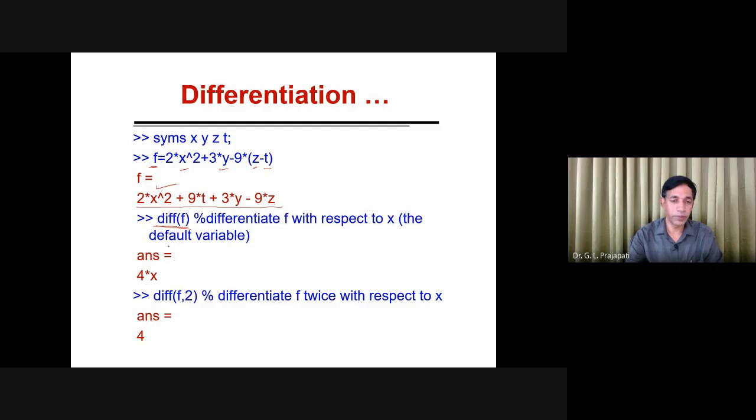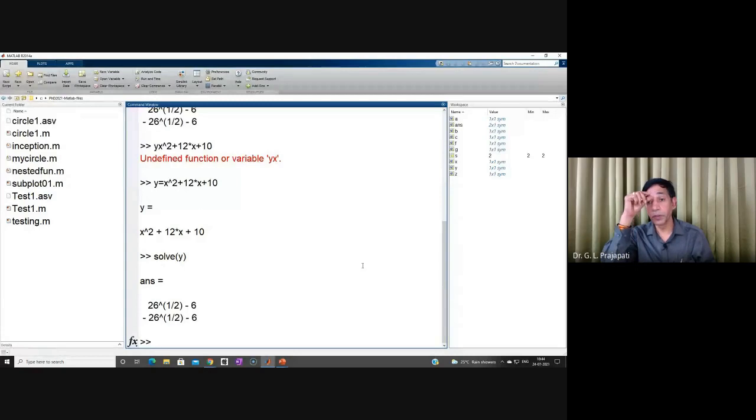So what is the answer? It is going to do partial derivative. It is going to compute the derivative with respect to x. If you know how to compute the derivative, then you may get the answer. And now if you say diff f, 2, what is this? You are going to compute the derivative twice with respect to x, because the independent variable is x. So the answer, we are getting like this. So x, y, x, y, z, t; t you have not declared as a symbolic variable.